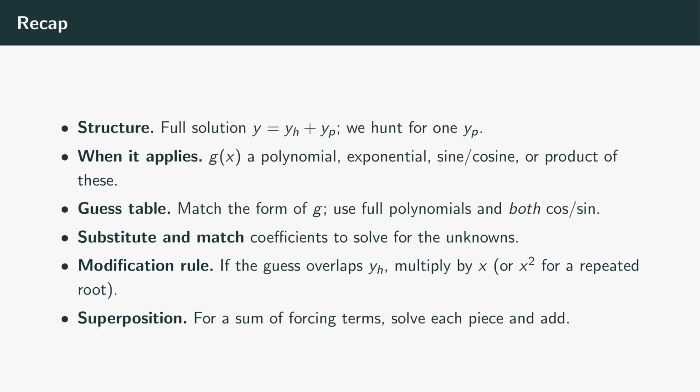Watch for the trap. If your guess is already a homogeneous solution, it collapses to 0, and you fix it by multiplying by x, or by x squared if the offending root was repeated. And for a sum of forcing terms, handle each piece separately and add by superposition. Next episode, the universal method that needs no lucky guess, variation of parameters, which conquers any forcing term at all.